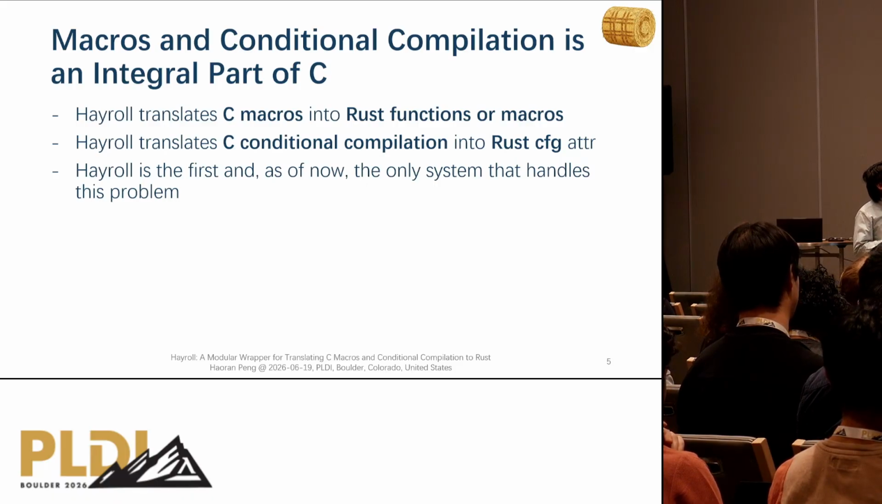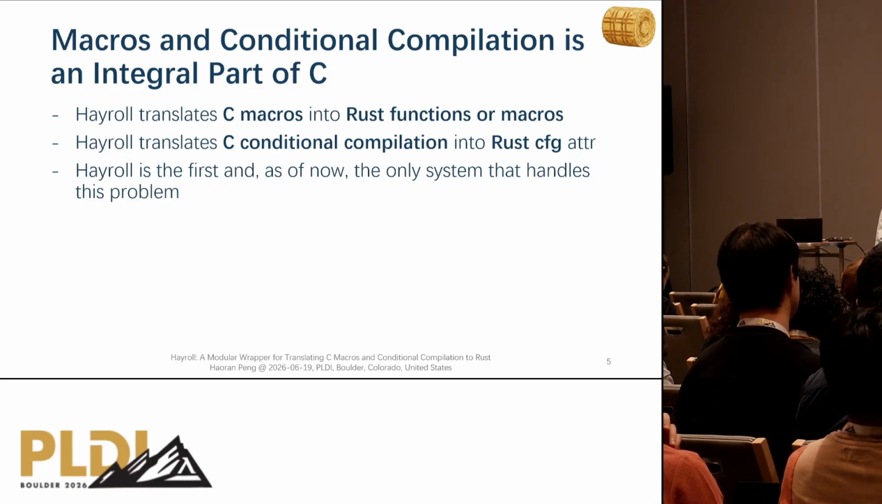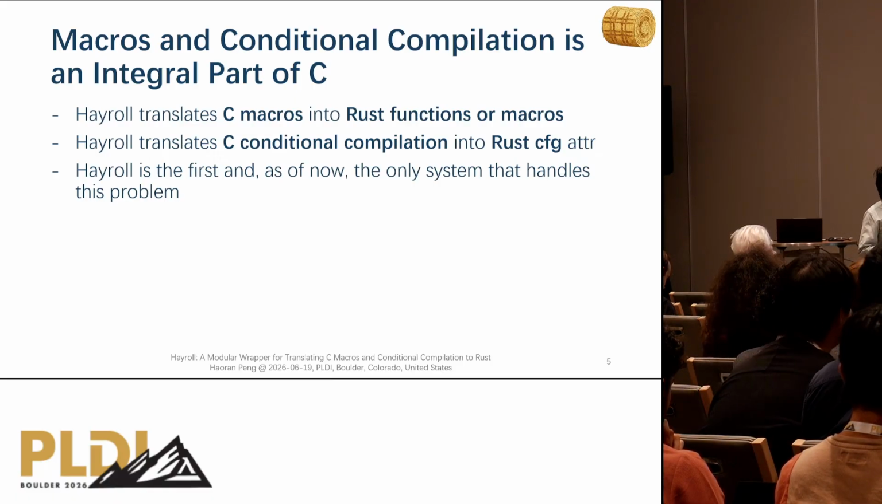We decided to implement Hayroll. Hayroll translates C macros into Rust functions or macros, and it also translates C conditional compilation into Rust CFG blocks. Hayroll is the first and, as of now, the only system that handles the problem.